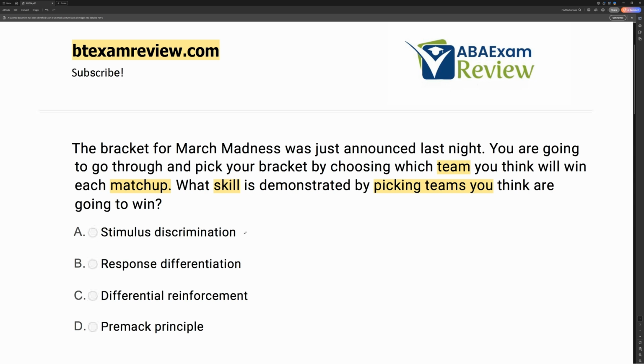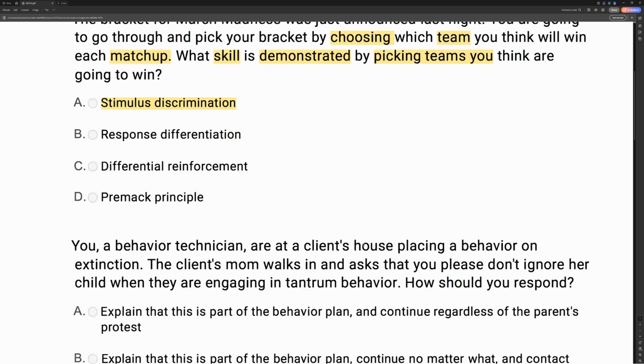With response differentiation, we are engaging in different responses and we're choosing between different responses. Here, the only response we have is choosing, and so we're just choosing different teams. So we're more worried about the stimuli rather than the different responses. Differential reinforcement is not necessarily a skill that we demonstrate. It's what we use to teach skills or teach discrimination or teach differentiation. And then D, the Premack principle doesn't apply here. The Premack principle says we are using the opportunity to engage in a highly preferred response as reinforcement for a lower preferred response. Obviously does not apply here. The skill most demonstrated here is stimulus discrimination.